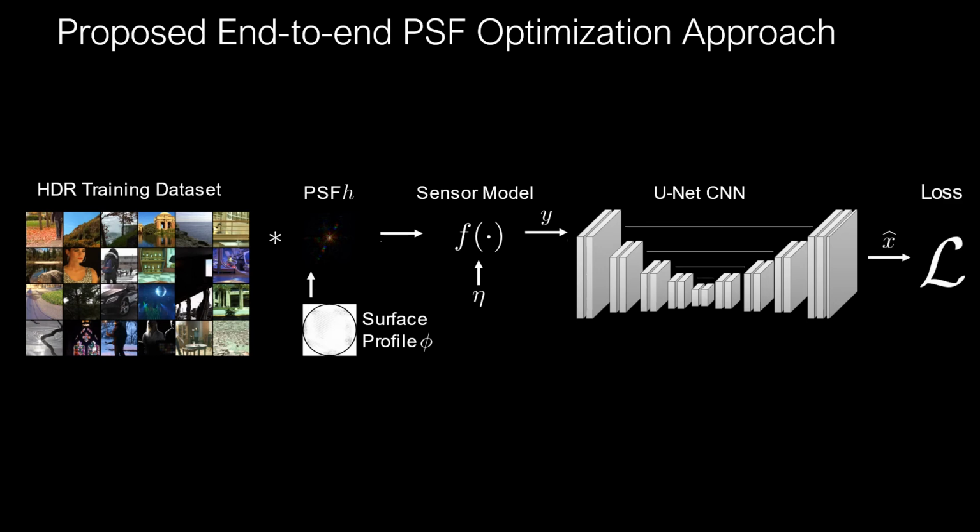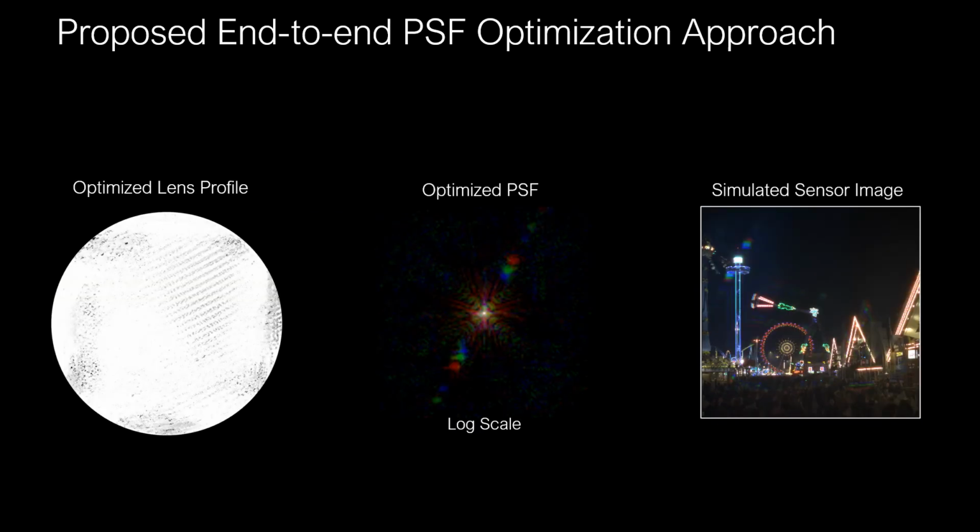Using some loss function, we calculate an error, which is then back propagated not only into the parameters of the neural network, but also all the way into the physical design parameters of the camera, here the surface profile of the optical filter. The optimized optical filter resembles a grating, which creates a PSF with several peaks. Such a PSF creates multiple differently scaled copies overlaid in the same sensor image.